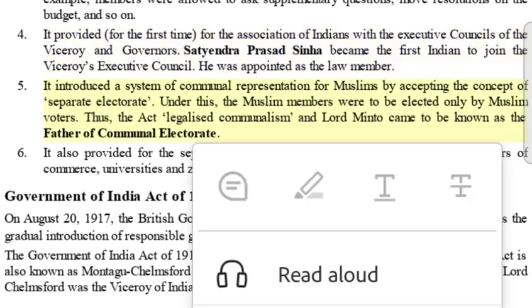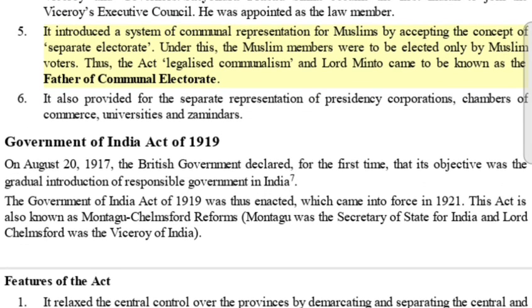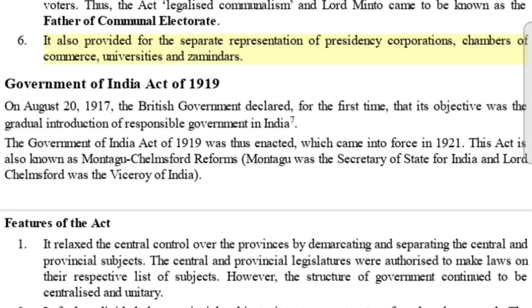It introduced a system of communal representation for Muslims by accepting the concept of separate electorate. Under this, the Muslim members were to be elected only by Muslim voters. Thus, the Act legalized communalism, and Lord Minto came to be known as the father of communal electorate. It also provided for the separate representation of presidency corporations, chambers of commerce, universities and zamindars.